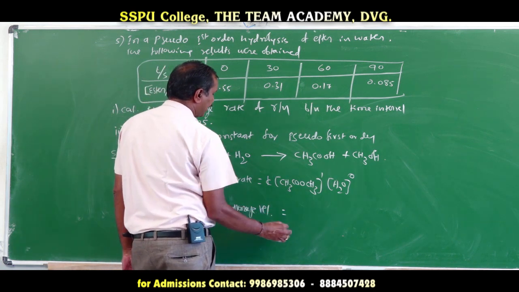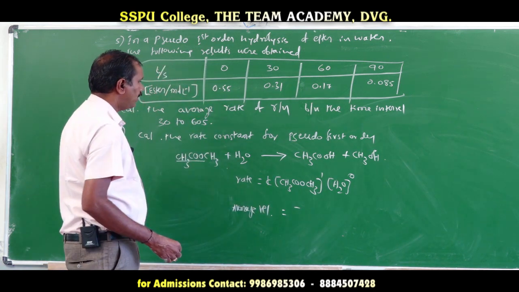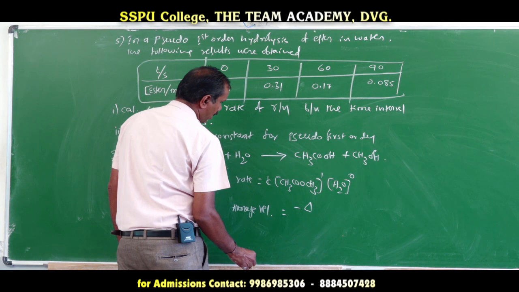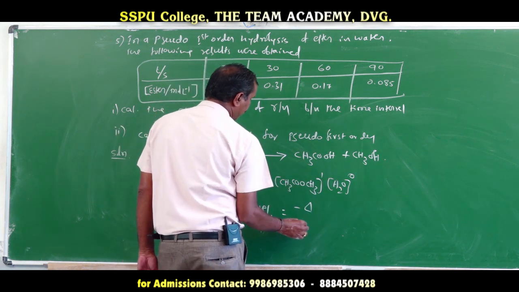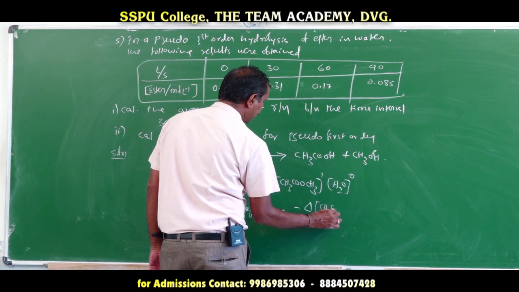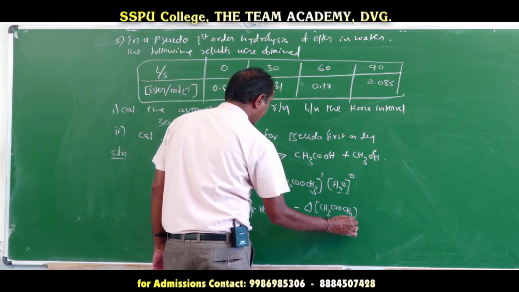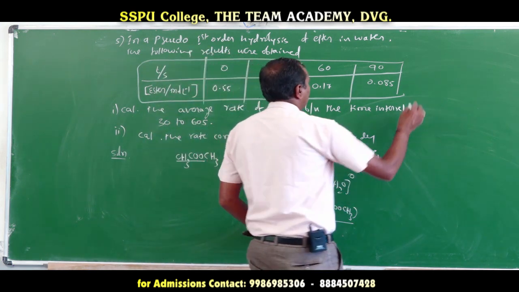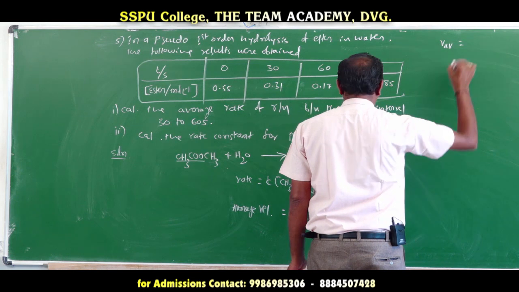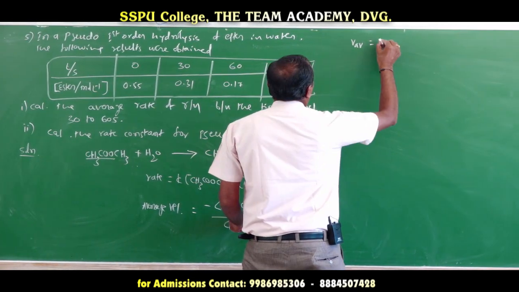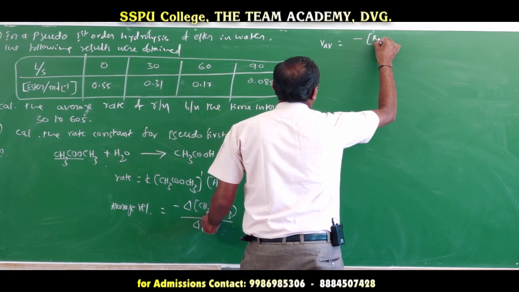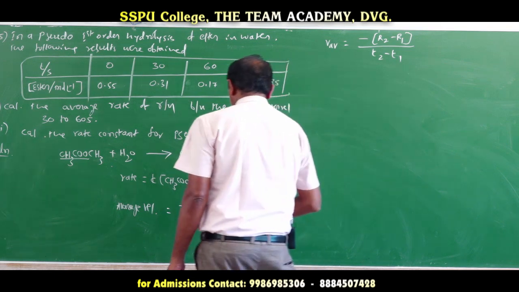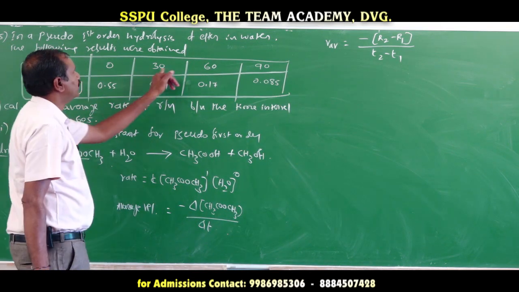Average velocity is calculated by minus delta R, that is what? Methyl acetate, CH3COOCH3, by delta T. So average velocity equals minus R2 minus R1 divided by T2 minus T1. The velocity depends upon methyl acetate only. Change in concentration of methyl acetate between 30 to 60.